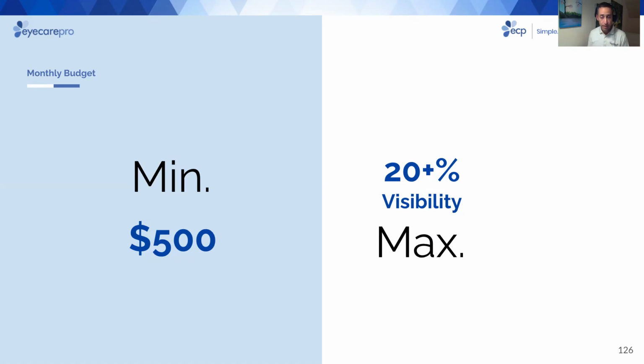So if that provides a good ROI at 20% visibility, then you can keep adding to the budget until you eventually see a declining return on your investment. But initially, the more you can add, the better.